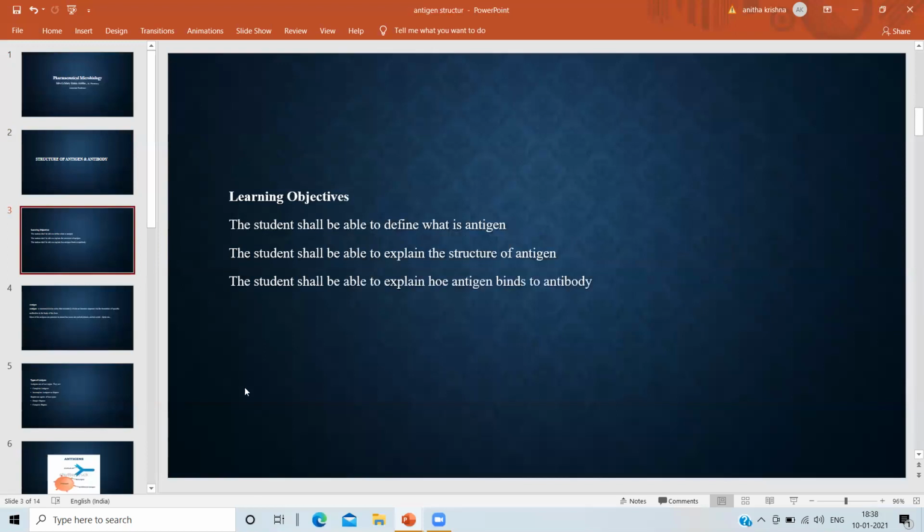Before entering into the topic, let us learn about the learning objectives. The student shall be able to define what is antigen, explain the structure of antigen, also the structure of antibodies and how the antigen binds to antibodies, what the different properties of these antigens and antibodies are, and how they are involved in our immune system. All will be dealt in this topic, and the student will be learning all these by the end of this topic.